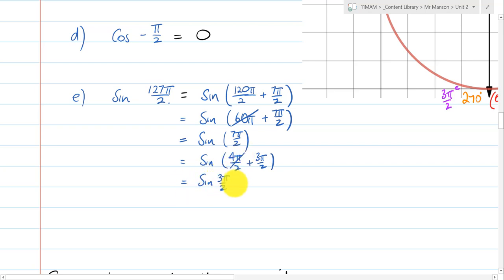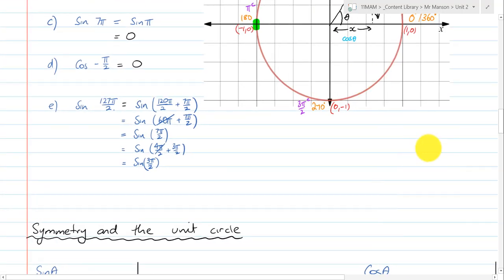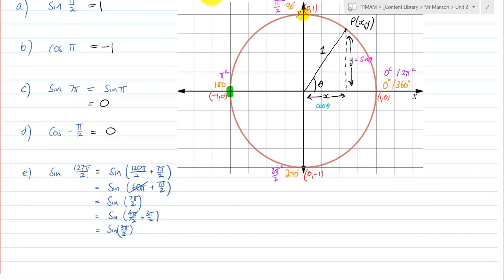And then I go to my unit circle over here. I can see where 3 pi over 2 is. It's down the bottom here. And sine, remember sine is the vertical component. What's sine of 3 pi over 2? -1. Done.